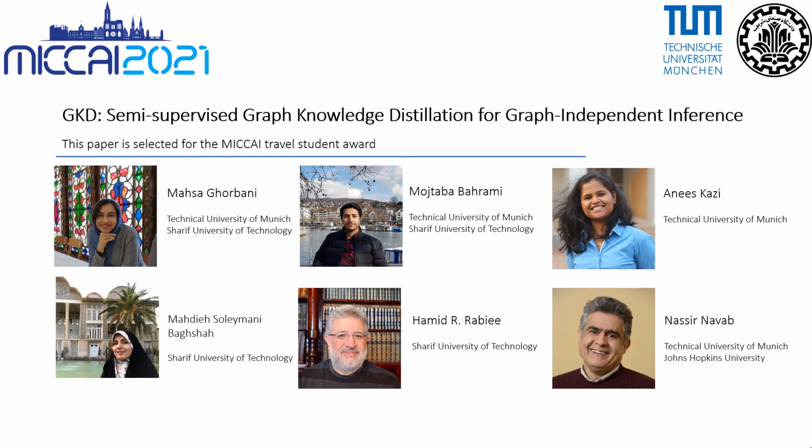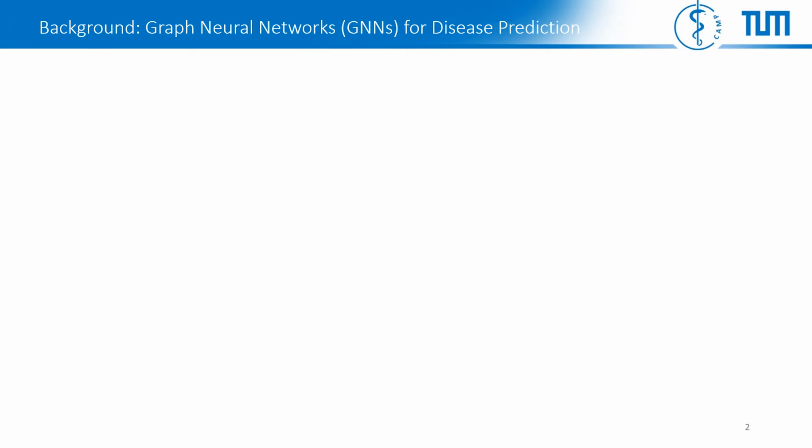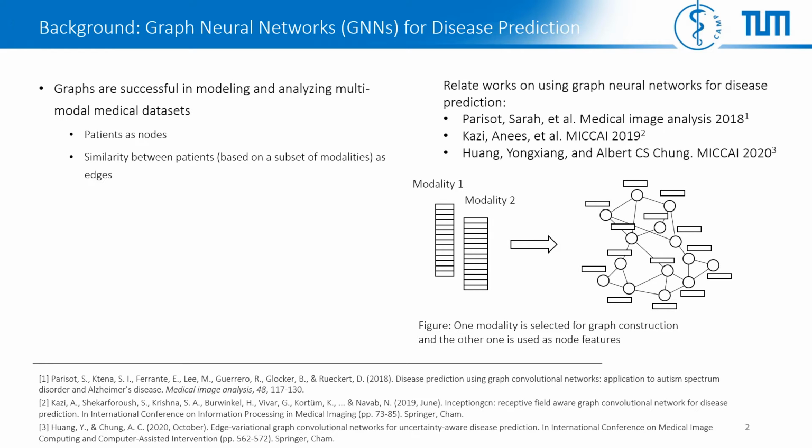In this video, I will present GKD: semi-supervised graph knowledge distillation for graph-independent inference. Graphs are successful in modeling and analyzing multimodal medical datasets. One or more modalities form the graph between patients, and the rest of the modalities remain as patient features. Now the disease prediction problem turns into a node classification problem.